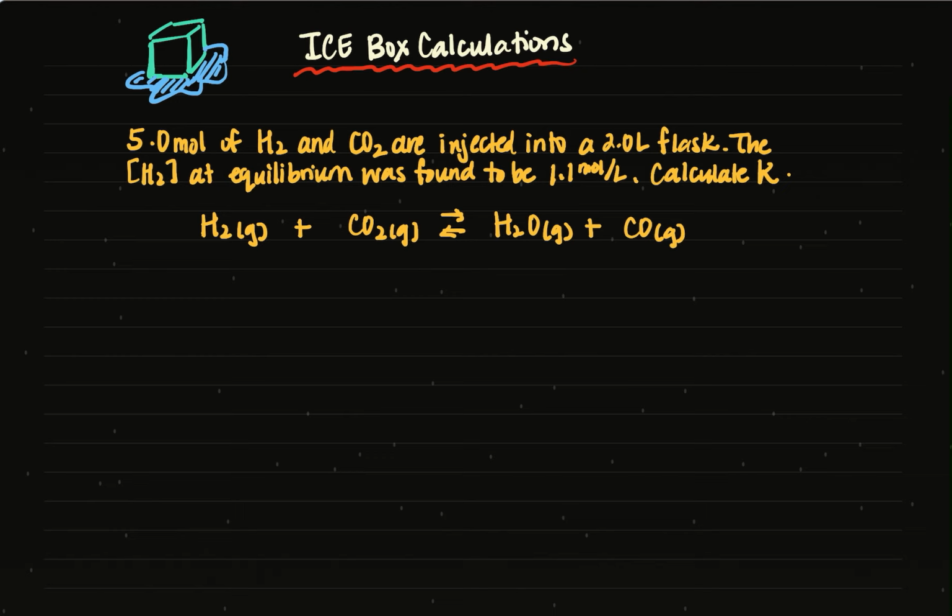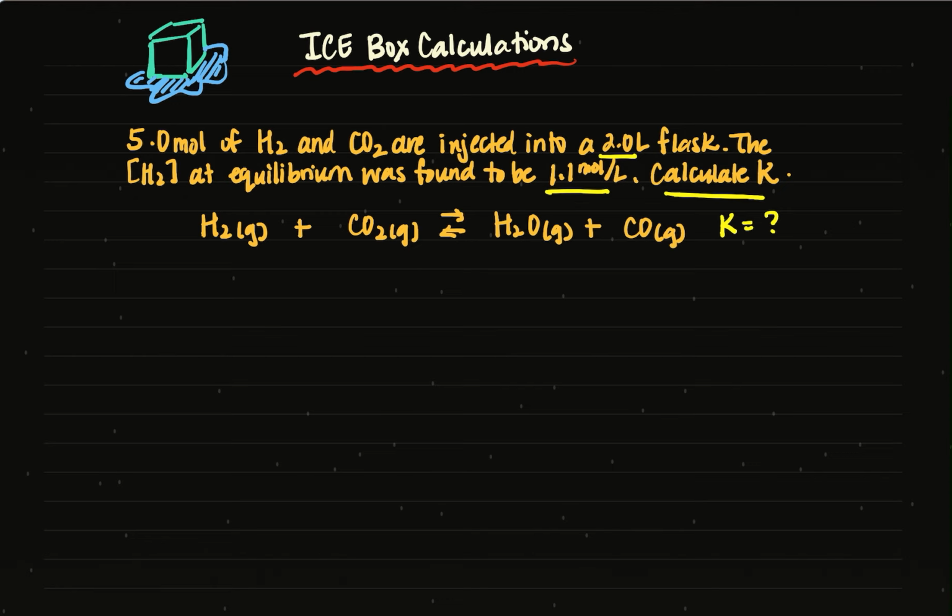So the question is, I'm given 5 moles of hydrogen and carbon dioxide. They're injected into a 2-liter flask. And it tells me that the hydrogen concentration at equilibrium is 1.1 moles per liter. And the question is to calculate K, so to find the equilibrium constant for this reaction.